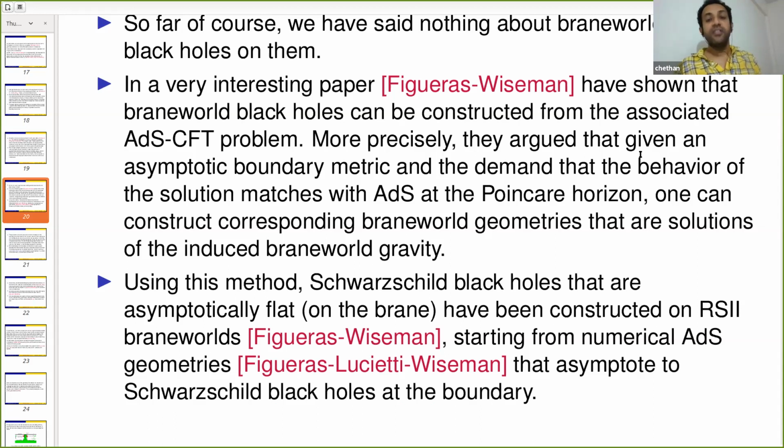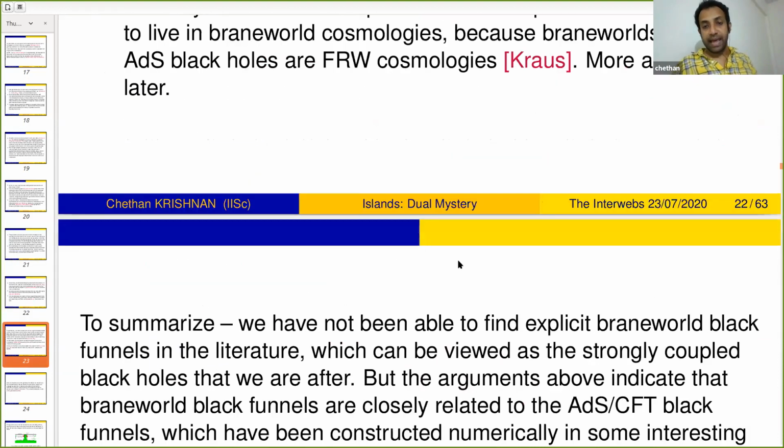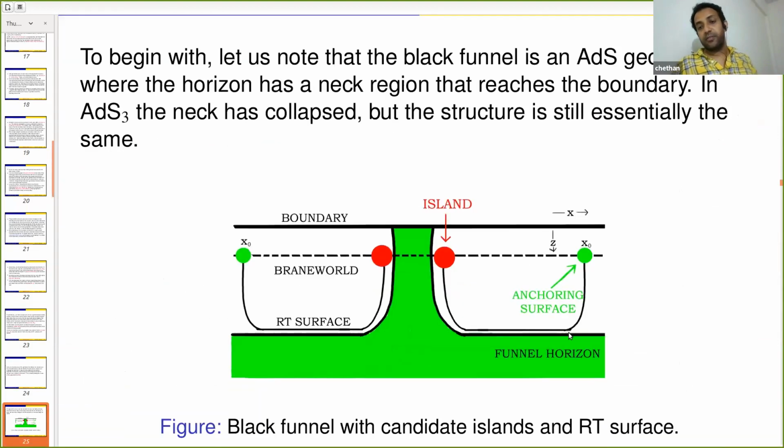The way you fix that is if the boundary is at a finite temperature. Let me flash the black funnel picture once again. In the picture you see here, this region, the planar black hole horizon in the bulk, is what dictates that there is finite temperature here. That's the reason you expect the boundary black hole living here to be in equilibrium with thermal radiation here.